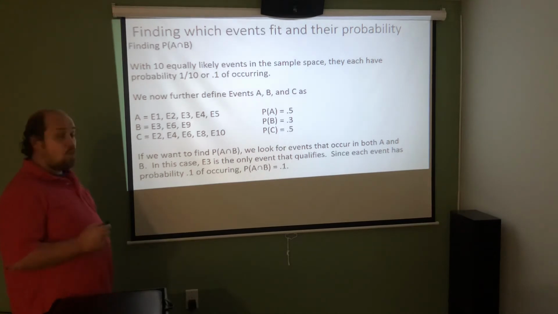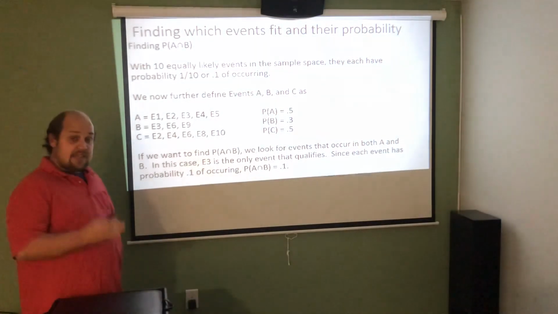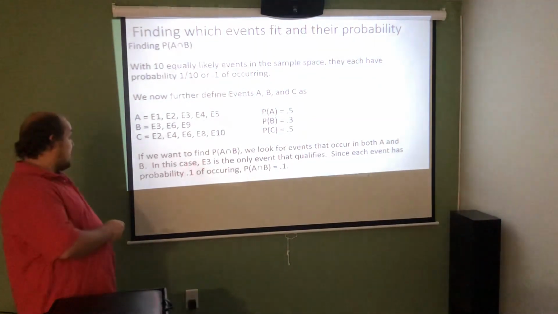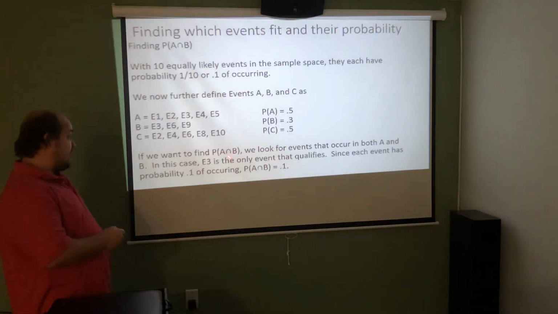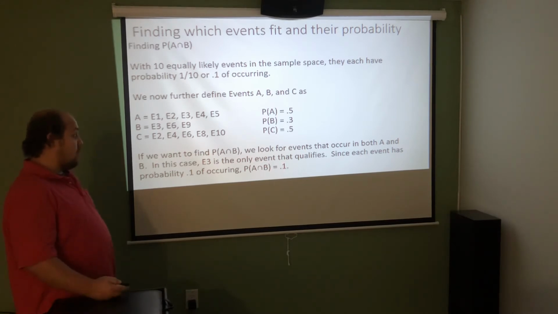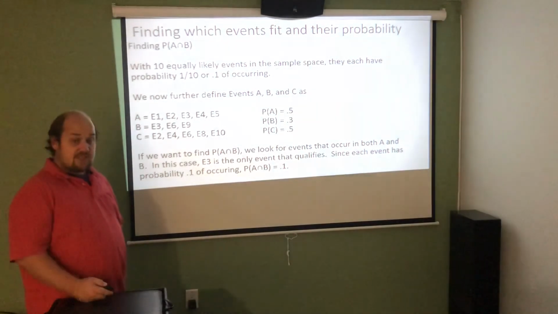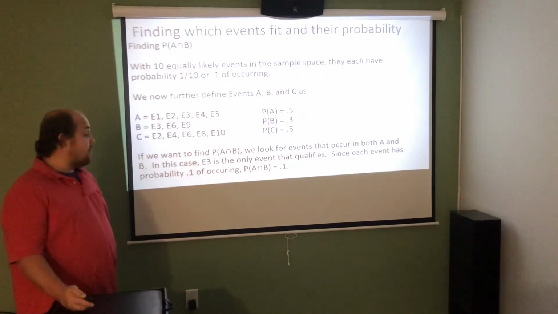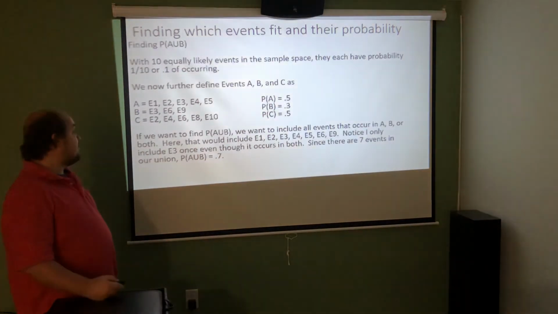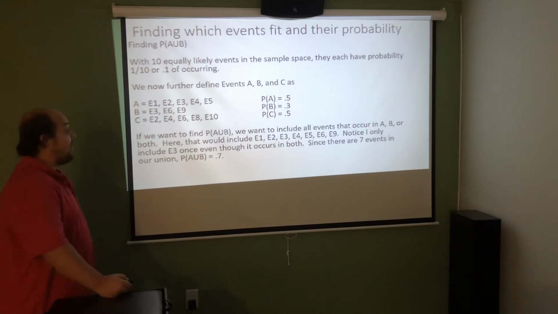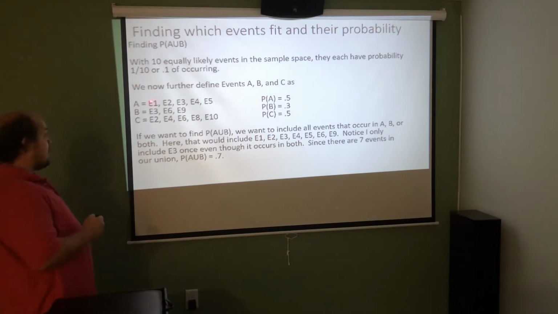For that reason, one of the 10 is in both A and B, so the intersection A intersect B includes only the event E3, which means it occurs with probability 0.1. 1 of the 10 events counts. 1 divided by 10 would give me 0.1.